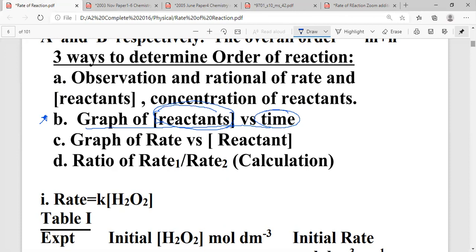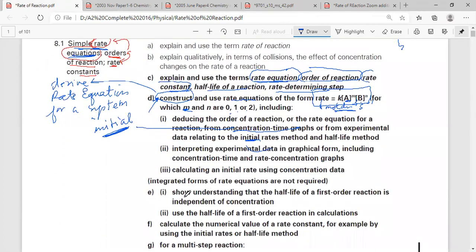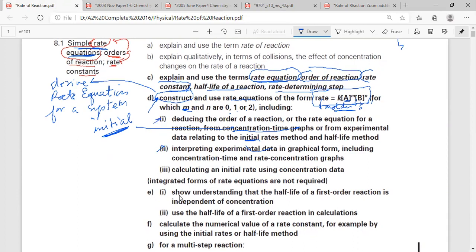Now you look at the syllabus, this is what they did here. Interpreting. Oh, here, better. Deducing the order of a reaction or rate equation in a reaction from concentration. I put red color so that you see, from concentration time graphs. Concentration of what? Of reagents. You can also use a product. Now mind, we focus on concentration of reagents.